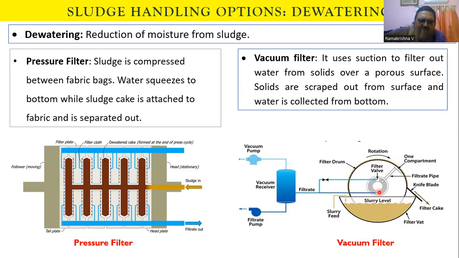When the drum is moving and suction is applied, then ultimately what will happen? It will push the water from the sludge through the pores, because solids cannot pass through the pores, only water can pass through. So water can be pushed through the inner surface, and the solids will get separated out and then stick to the outer surface of the vacuum filter. So solids are scraped out. You can see here the scraping surface is provided to separate the solids, and water is taken out separately from the drum.